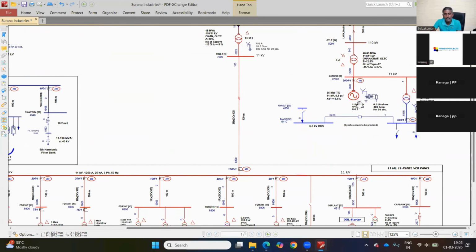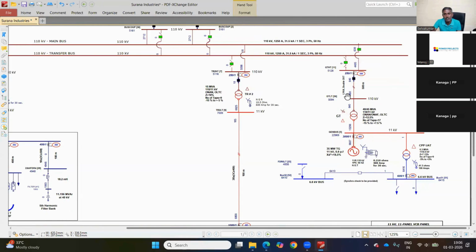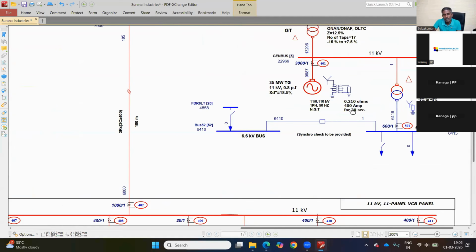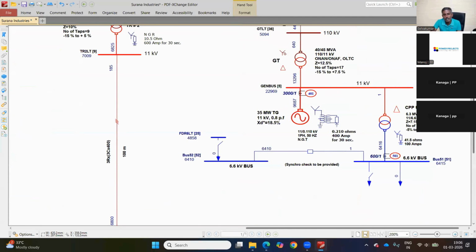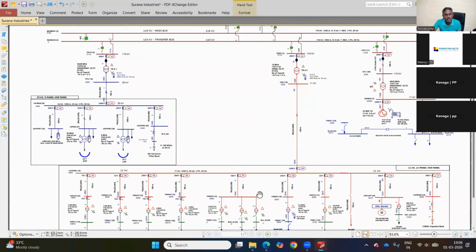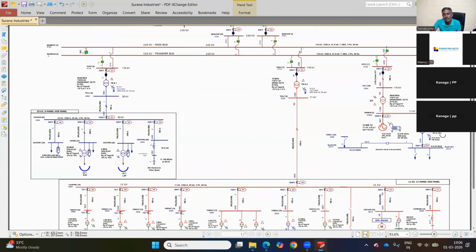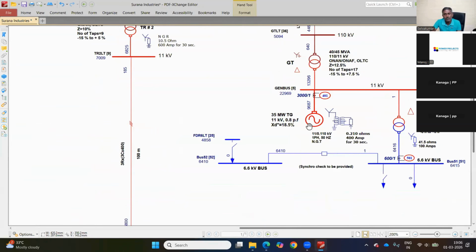And this has a generator of 35 megawatt cogeneration, and that has an auxiliary system with two auxiliary transformers. One is a unit auxiliary transformer, the other a station auxiliary transformer, both going to 6.6 kV, with approximately 4-5 megawatt auxiliary consumption for this thermal power plant. That's pretty much the system.